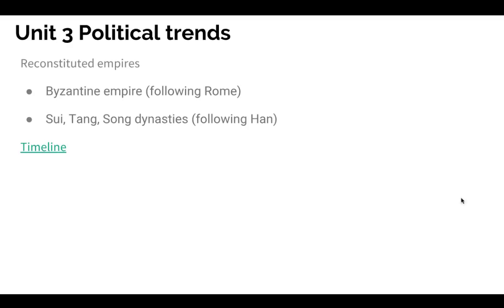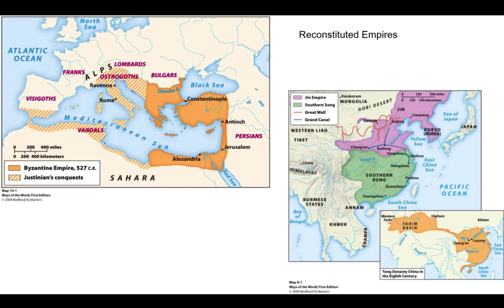So after the Roman Empire falls, the Byzantine Empire is a new version of a Christian empire in Europe, even though it's shifted more to the east, and has a slightly different form of Christianity, which we'll talk about in a bit. And then following the collapse of the Han Dynasty, and remember, there's over 300-year period of no dynasty, we have the Sui, Tang, and Song dynasties continuing that tradition of centralized authority and dynasty in China.